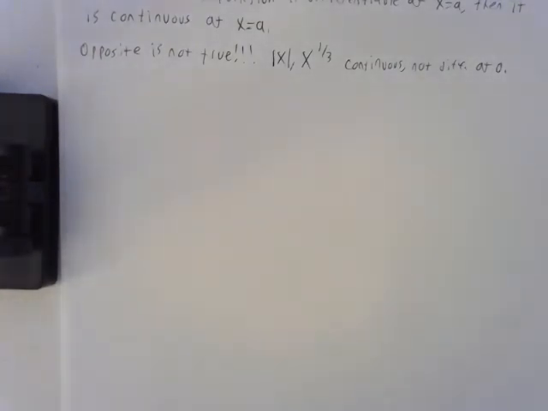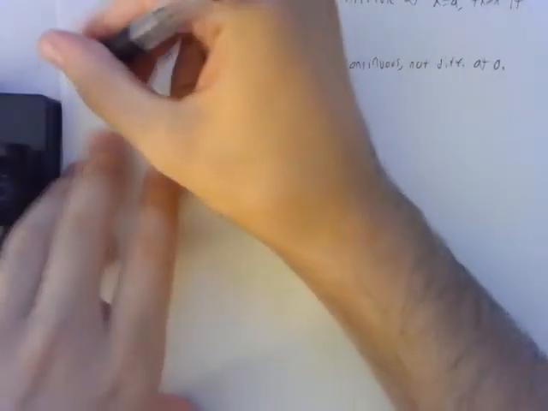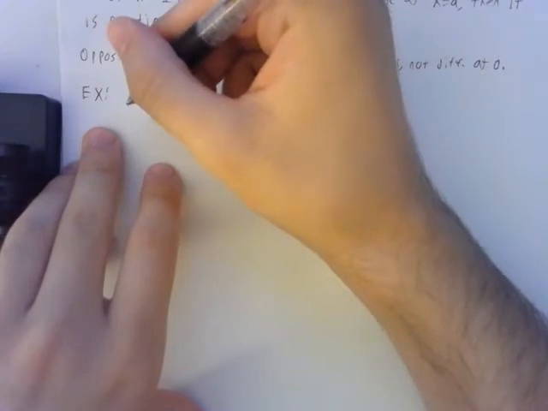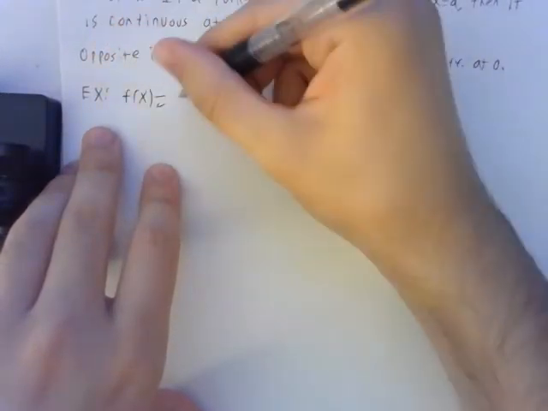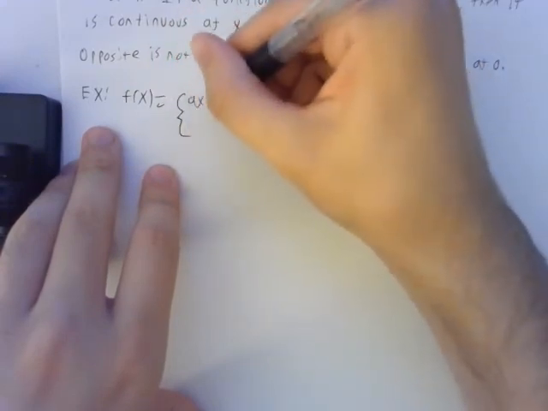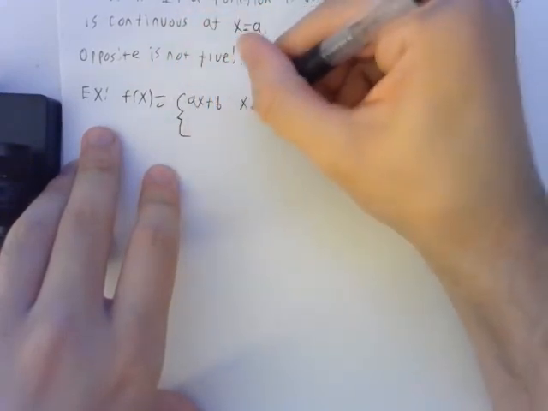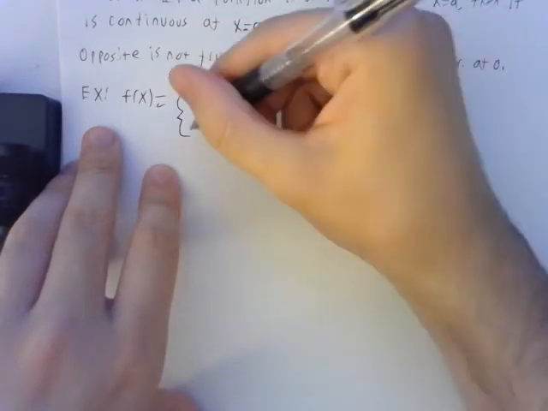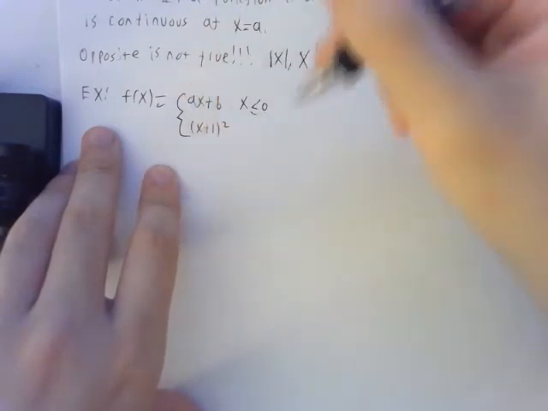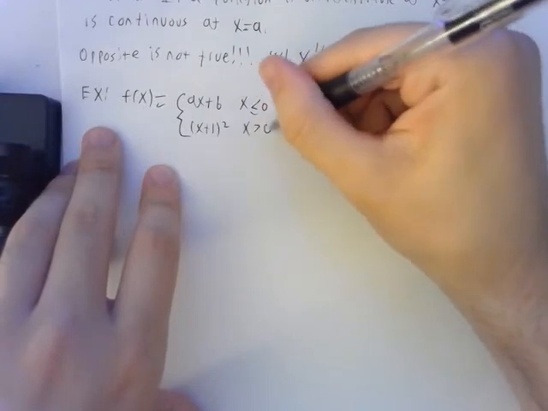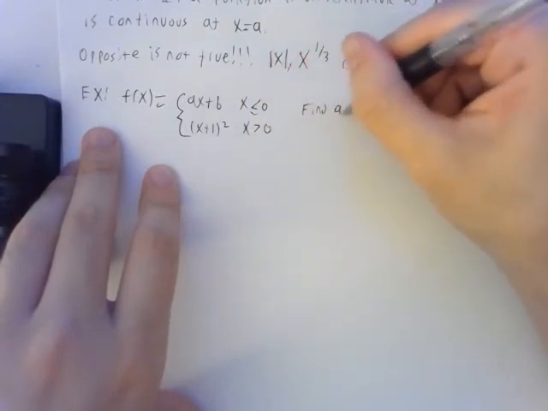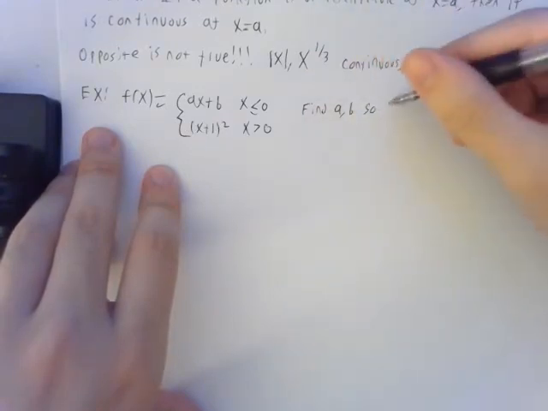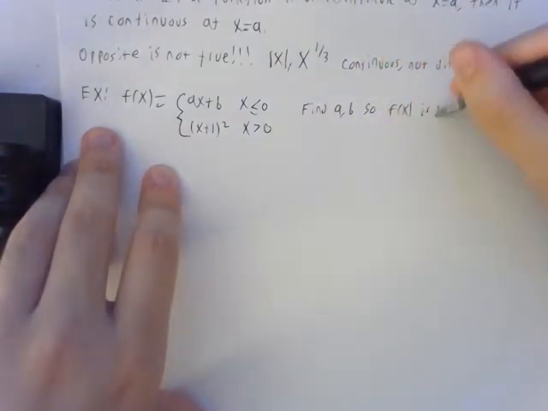Okay, so let's see a differentiability example. Let's suppose we have a function f of x equals ax plus b if x is less than or equal to 0, and it's equal to (x plus 1) squared if x is greater than 0. And we want to find a and b so that f of x is differentiable.